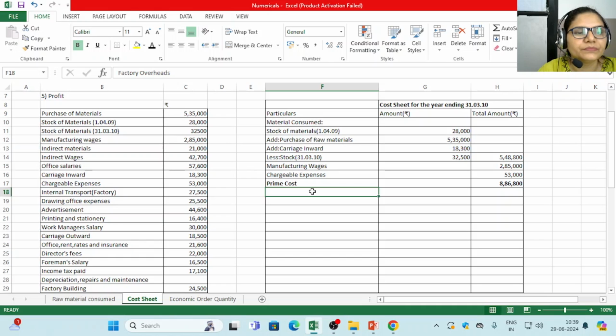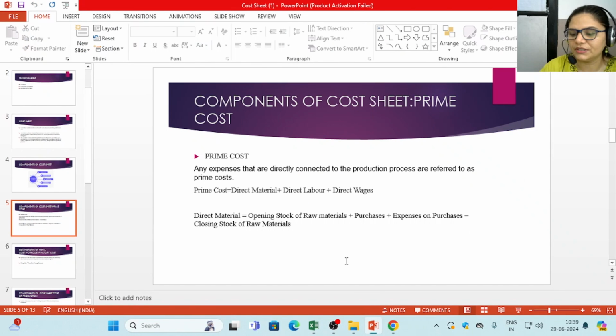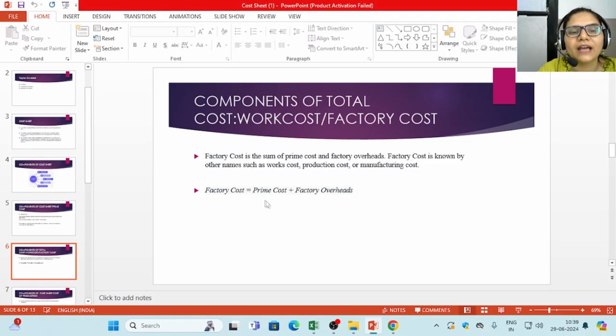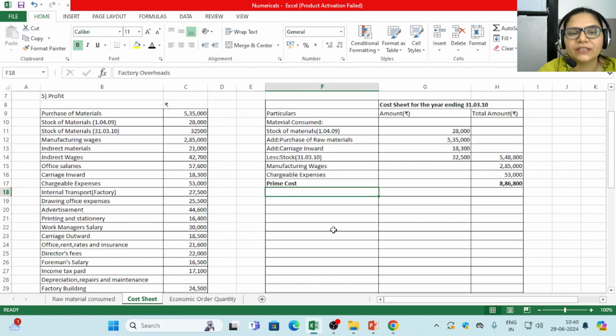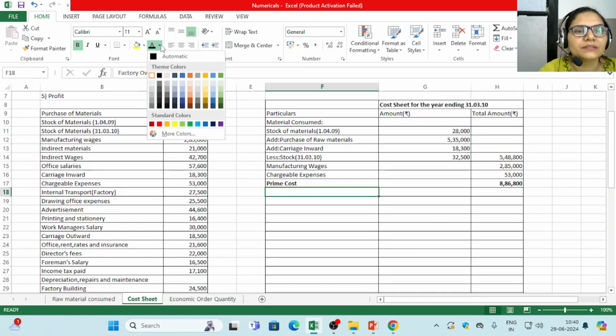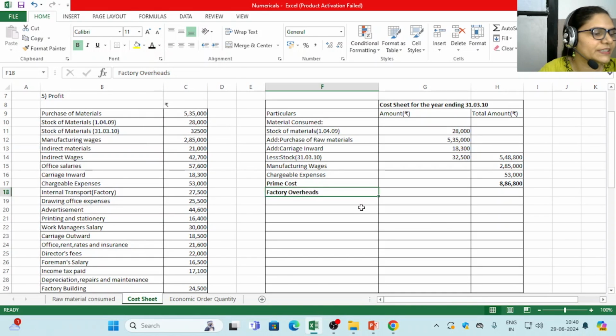Next, after prime cost, we will add factory overheads. Let's revert back to the previous session. We have discussed that to prime cost we need to add factory overheads for calculating the factory cost. So here we start. Factory overheads are related to the production of the product, and expenses incurred on the factory floor of any manufacturing concern are included under the heading factory overheads.